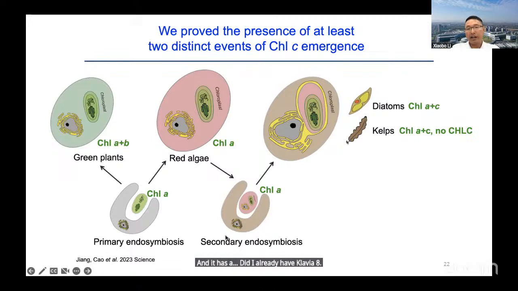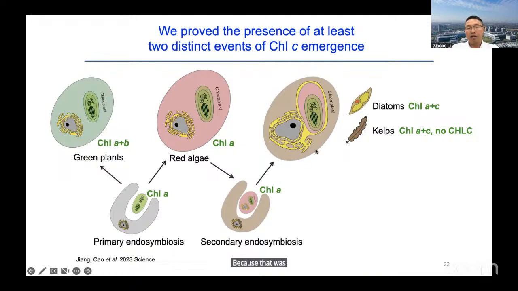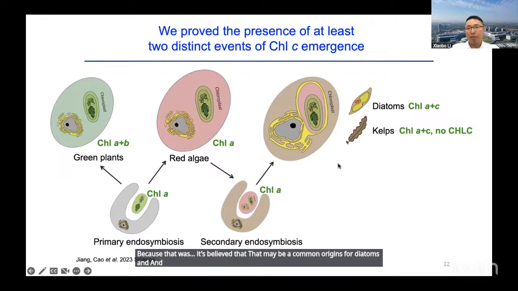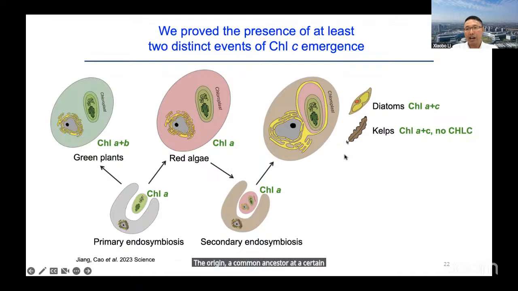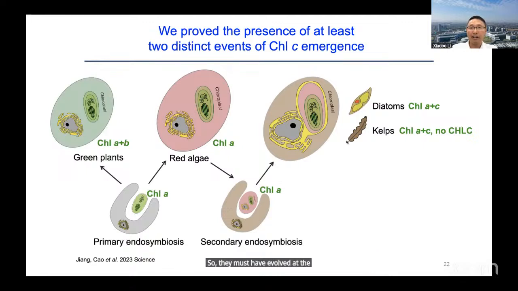Then in secondary endosymbiosis events, the red algae got engulfed. It became the complex chloroplast in those algae. It's believed that there may be common origins for diatoms and kelps, so people thought that chlorophyll C may be from that common origin, a common ancestor at a certain stage. But clearly kelps do not have any homolog of CHLC, so they must have evolved the chlorophyll C synthesis ability in a separate event.